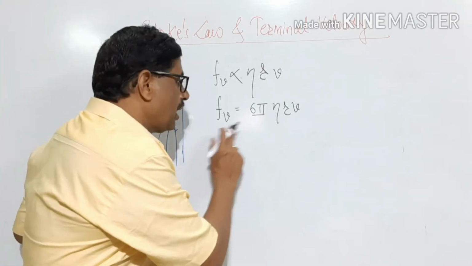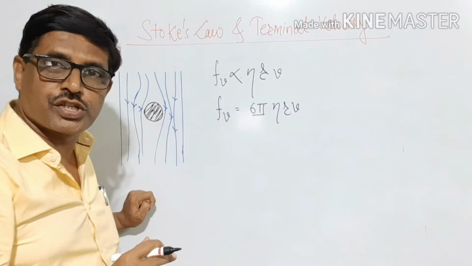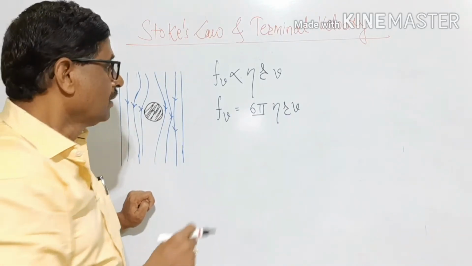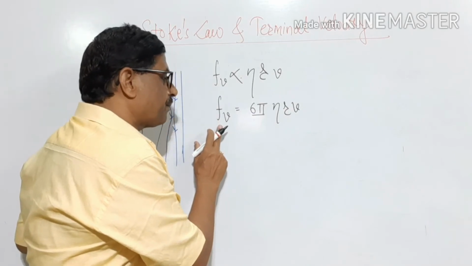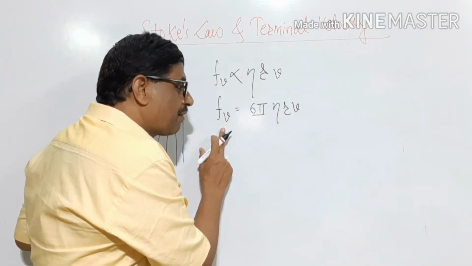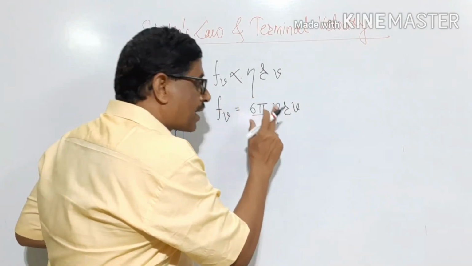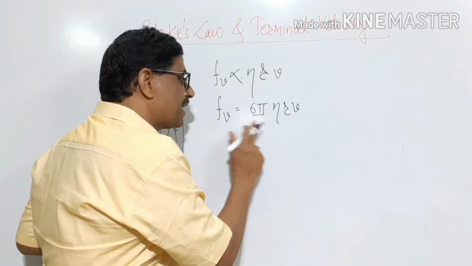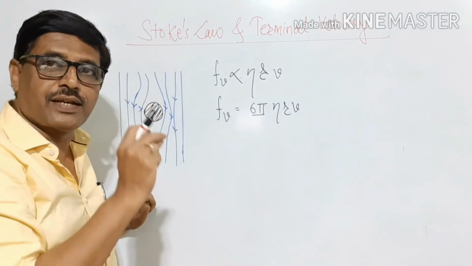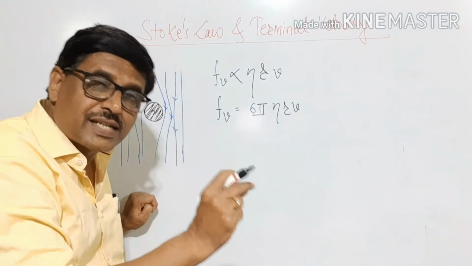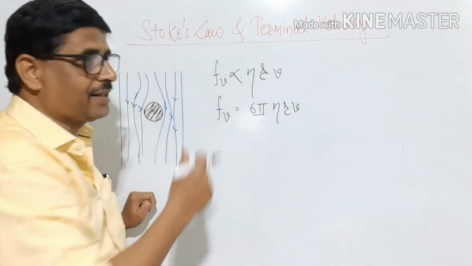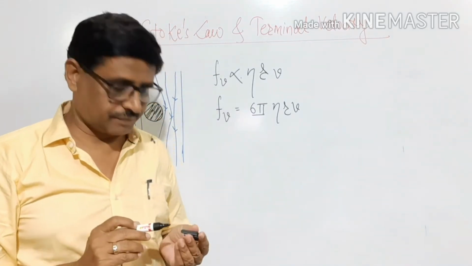This Stokes law is verified dimensionally. If the dimensions of the left hand side of the equation and the dimensions of the right hand side are the same, we say that the equation is dimensionally homogeneous, and it is the correct equation.